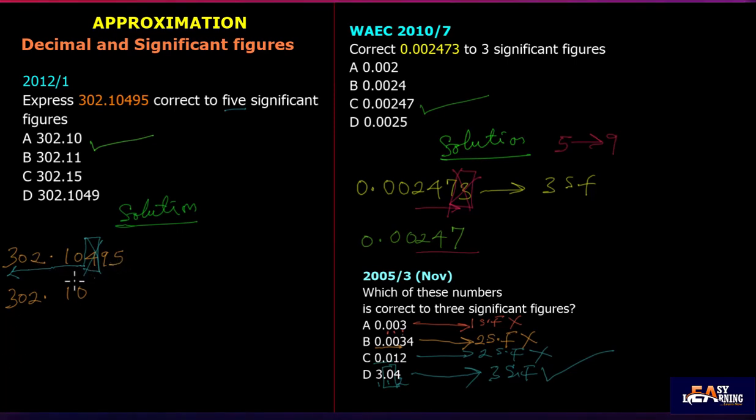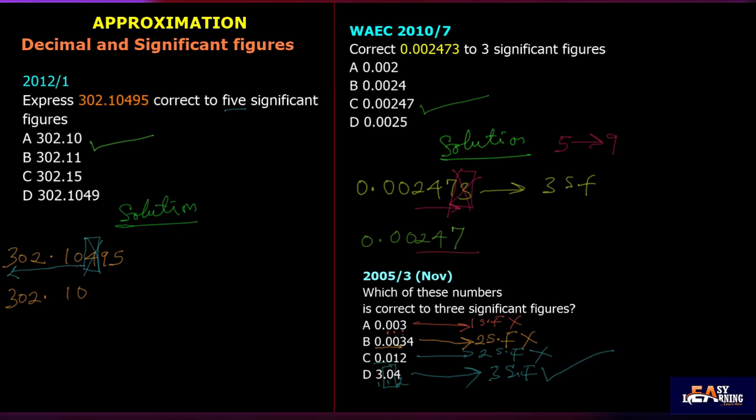We were given this number with 8 significant figures. We're looking for 5 significant figures. So taking up to 0 is 5 already. We consider the next one after the 0, that is 4, which is not up to 5. We ignore it and pull down our answer. 302.10 is the answer.